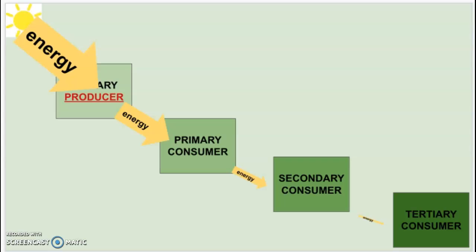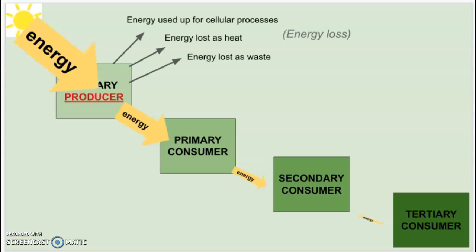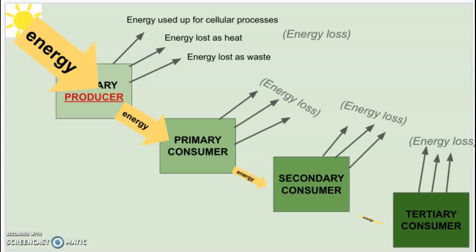This is because the amount of energy at one trophic level is much less than the amount of energy that is transferred on to the next level, because a lot of the energy an organism consumes or produces is actually lost. Where is it going? Organisms use up energy for cellular processes. Some energy is lost as heat, other energy is lost as waste, and this happens to organisms at every trophic level. As a result, only about 10% of the energy at one trophic level is transferred to the next level.